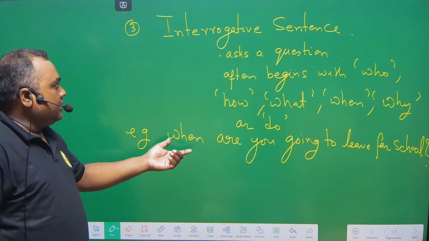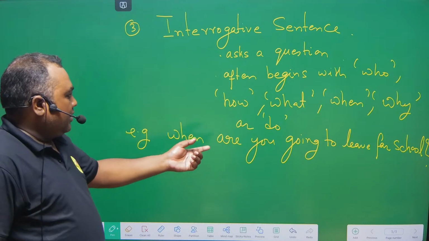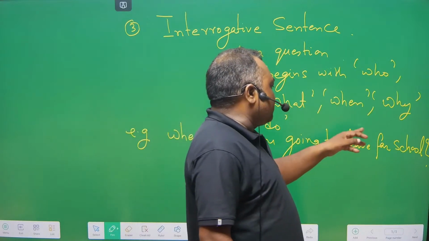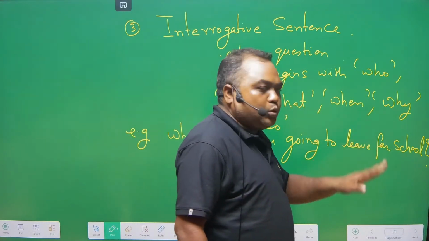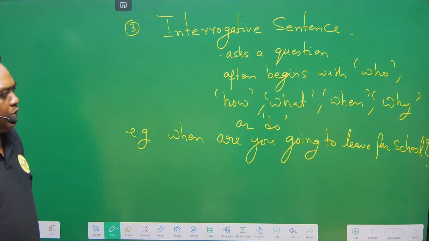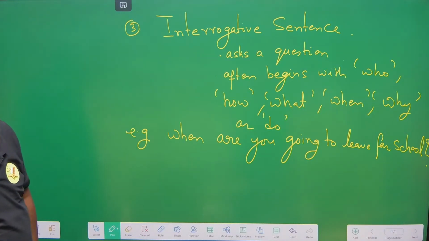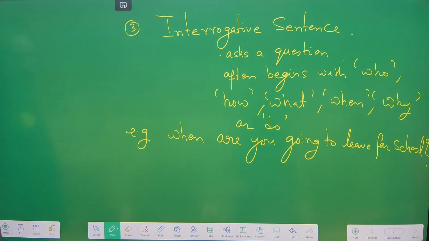So when is question word, are is helping verb, you is subject, going is main verb, to leave is non-finite verb, for is preposition and school is noun. So note it down, students. With the help of interrogative sentence, we just ask questions. Okay?